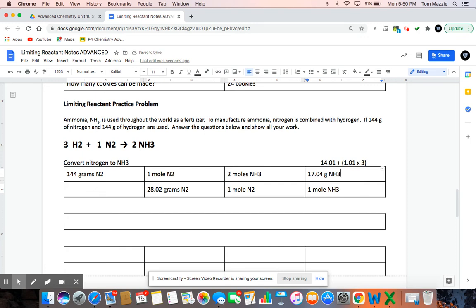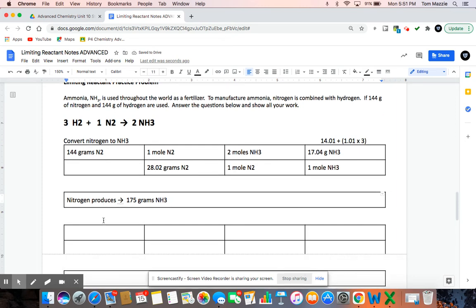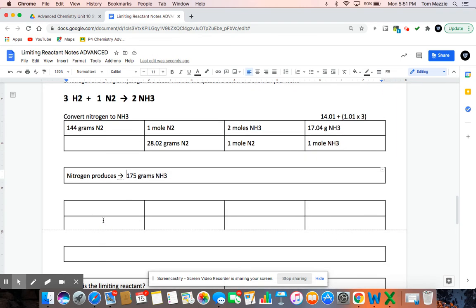We're going to multiply the top, divide the bottom. 144 times 2 times 17.04 divided by 28.02 is 175 grams of NH3. And what we should put is that nitrogen produces 175 grams of NH3. Now we've got to convert our hydrogen.